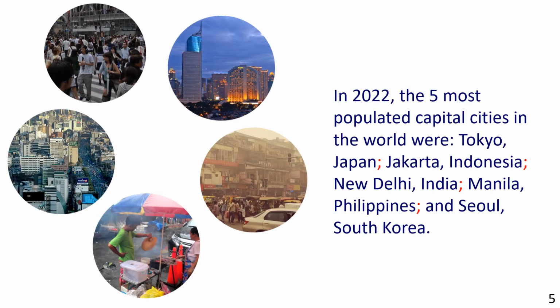Here's an example. In 2022, the 5 most populated capital cities in the world were Tokyo, Japan; Jakarta, Indonesia; New Delhi, India; Manila, Philippines; and Seoul, South Korea. Notice a comma is used after the first word in the word group, and then a semicolon to show the break in word groups. The conjunction "and" is used before the last item in the list, following the semicolon.